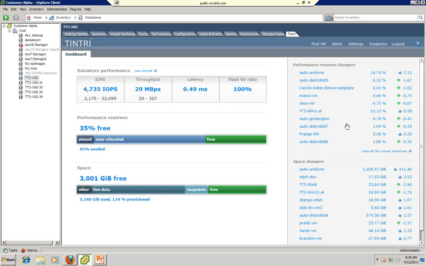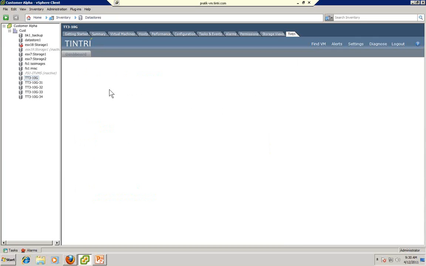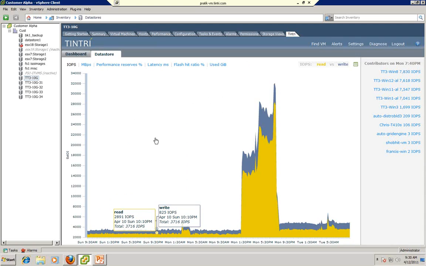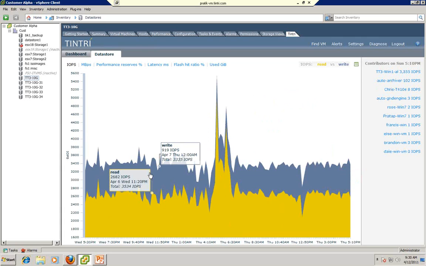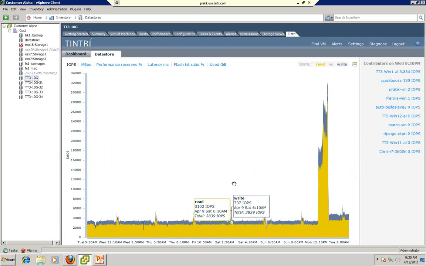This particular data store has about 50 VMs currently running on it. So that gives you an overall view of the data store as a whole. Clicking on any of these metrics will take you to a graphical representation of the data store. And you can see where the peaks were, what was happening on the system. You can scroll back over 7 days to see how the data store was doing.